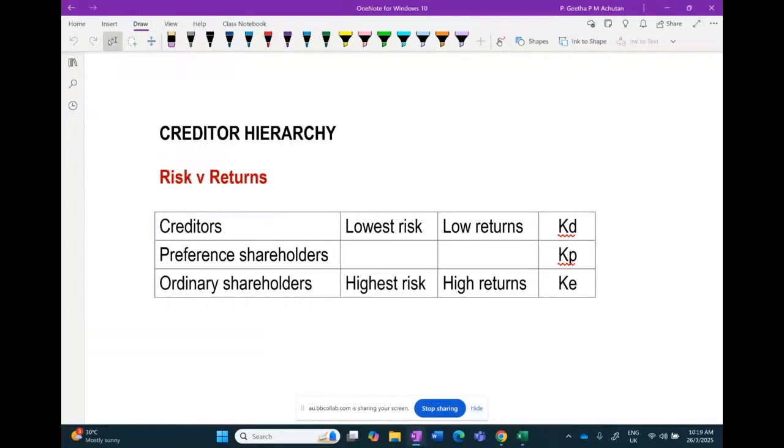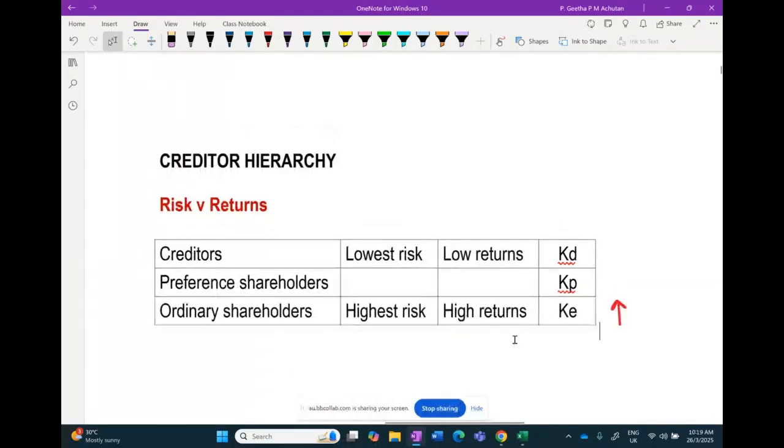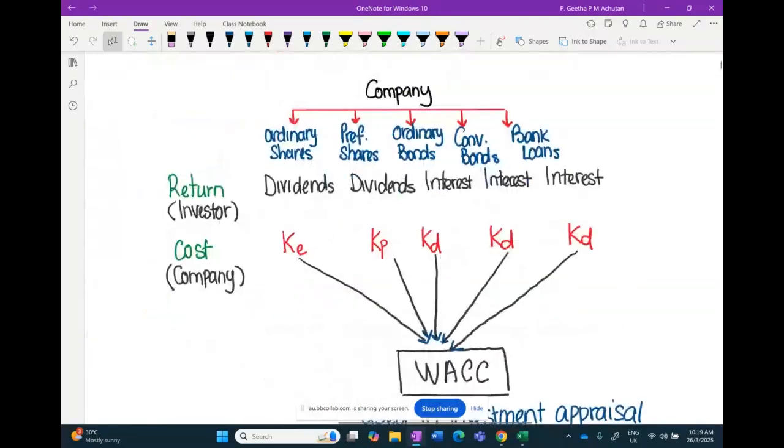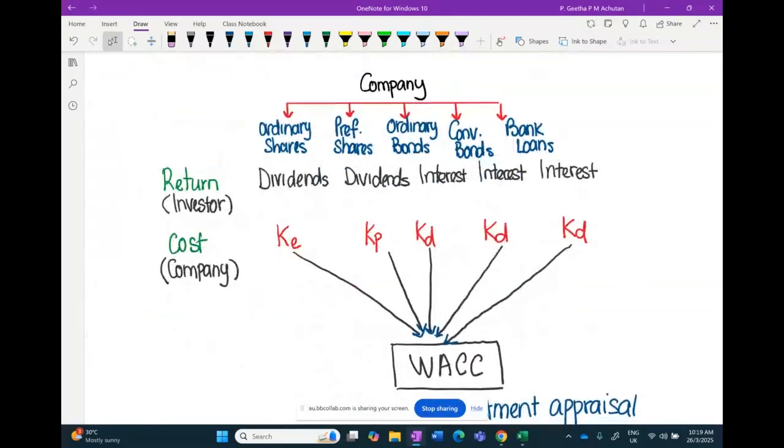So the cost of equity is usually higher than the cost of debt, than the cost of preference shares. Okay? So we will start off today by learning how to compute the individual cost of finance, which is KE, KP, and KD. All good? Silence means yes.